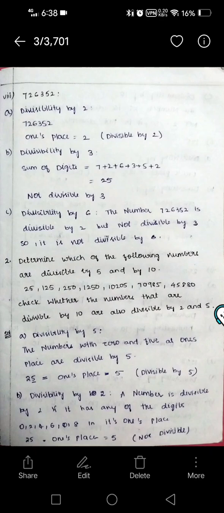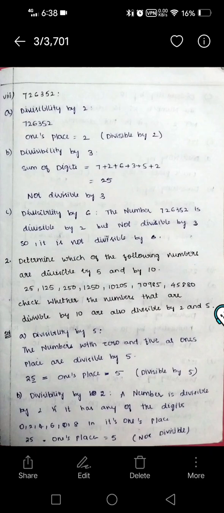In order to understand how the numbers are divisible by 10 and 5, we have to know the divisibility rules of 5, 10 and 2. The divisibility rule for 5: numbers with 0 or 5 in the ones place are divisible by 5. If we take the first number, 25, the digit in the ones place is 5, so it satisfies the condition. So 25 is divisible by 5.